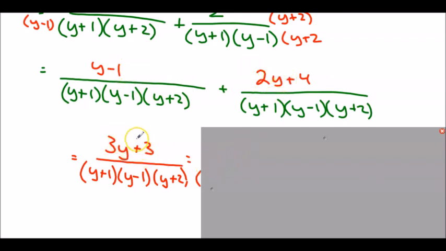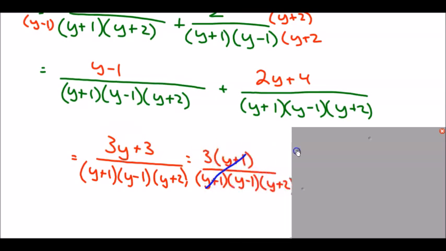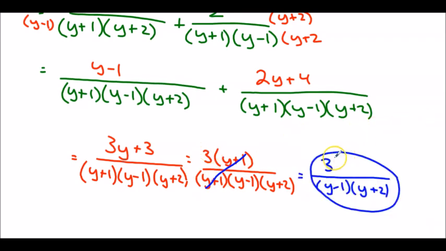There's a common factor I think you noticed in the numerator of 3. Let's factor that out. And what's cool is these common factors of y plus 1 are going to divide out as well. So those divide to 1. And we just have in our final answer 3 over y minus 1 in parentheses times y plus 2 in parentheses.